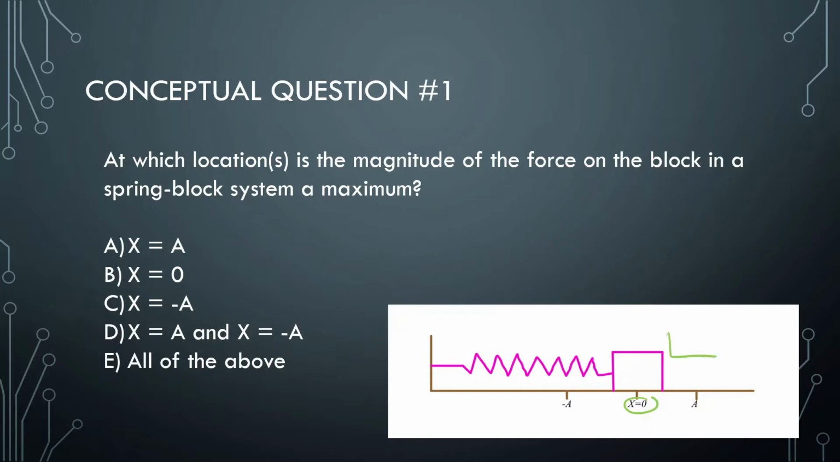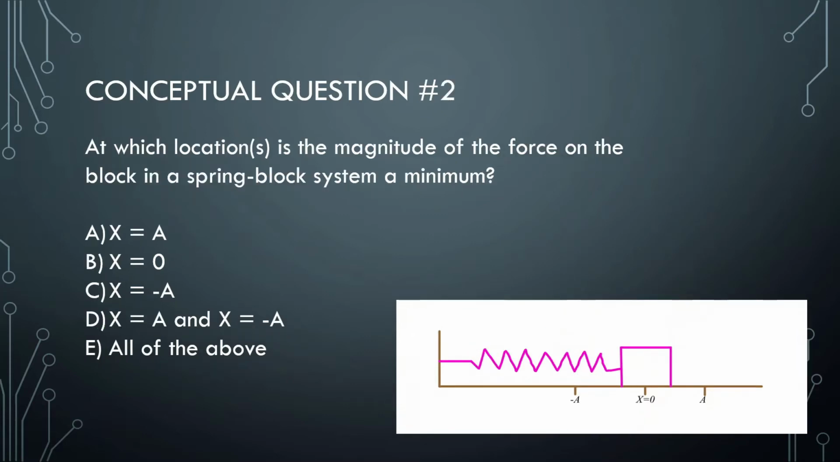We should know that when it's at its amplitude, whether it's a negative amplitude or positive amplitude, that's where it's stretched or compressed the most. So that's when the force of the spring will be the most. And this is also where the acceleration is the most, when it's at the amplitude or the negative amplitude. So D is going to be our correct answer.